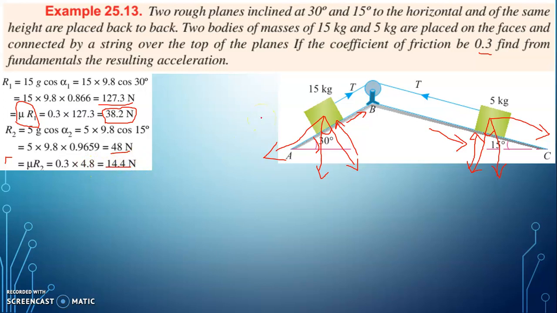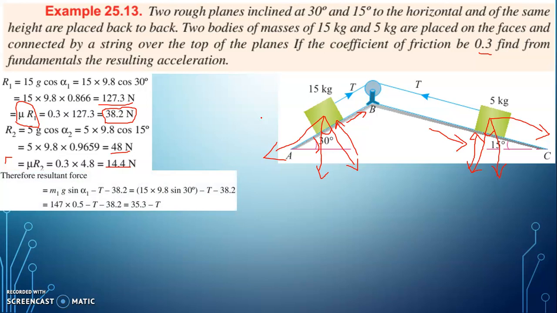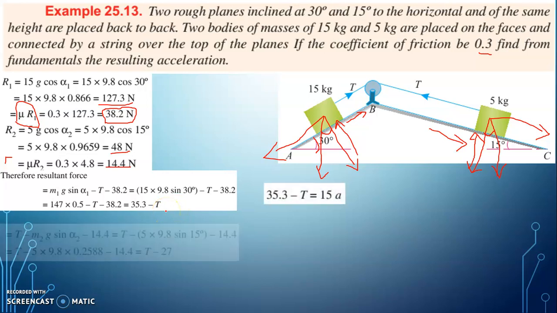Now we will apply Newton's second law of motion to the two bodies. For the first body, as the body is moving downwards, the downward force will be taken positive, and the other two forces, T and friction, will be in the opposing direction, so they will be taken negative. So mg sin theta, that is 15 into 9.81 into sin 30, will be taken positive, and the tension and 38.2, the frictional force, will be taken negative. This is our first equation.